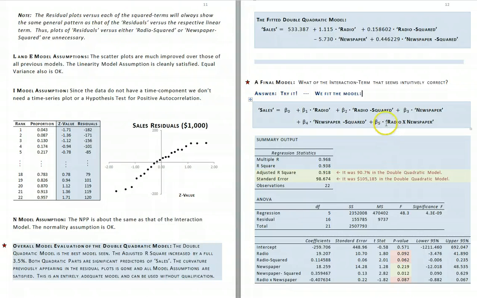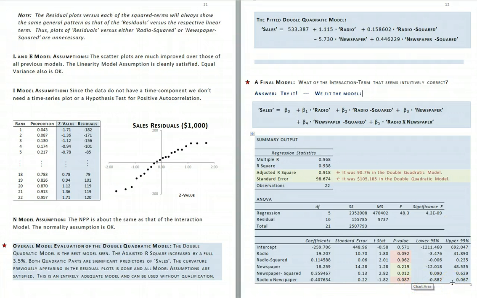Next, we append the radio newspaper interaction term to the double quadratic model. We prepare the data and fit it. The adjusted R squared is 91.8%, an improvement over the double quadratic model. The standard error is now below $100,000 at $98,674, again an improvement over the double quadratic model. The model is useful, and both quadratic parts seem reasonable to include, as does the interaction term.